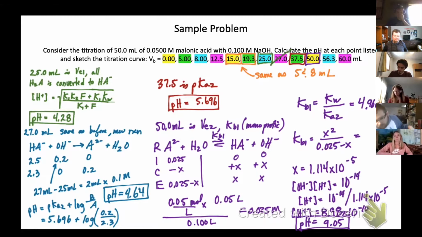2 volumes left. Let's take a look at those quick, and then it looks like we're out of time for today. Okay, so tell us, groups 3 and 4, tell us about 56.3 and 60 milliliters.